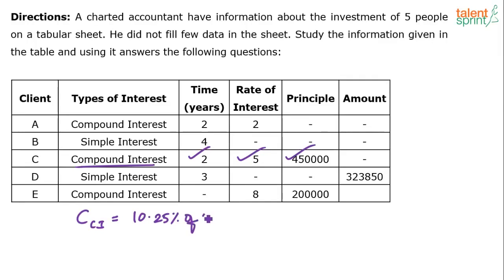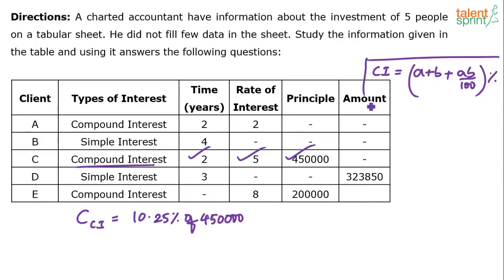Of what? Of the investment, which is 4,50,000. You're able to follow? What did we do here? A plus B plus AB by 100. Remember, compound interest we always calculate using this. The compound interest is going to be A plus B plus AB by 100%, where A is the rate of interest for the first year and B is the rate of interest for the second year. So 5 plus 5 plus 5 into 5 by 100, 10.25%. Simple interest is simply A plus B. Compound interest is A plus B plus AB by 100.